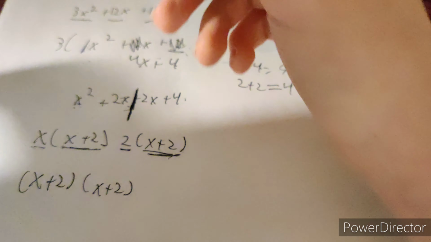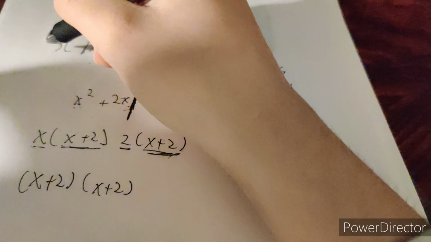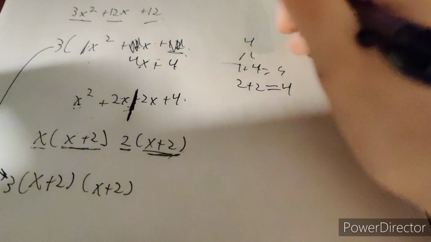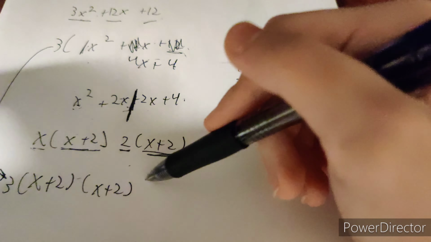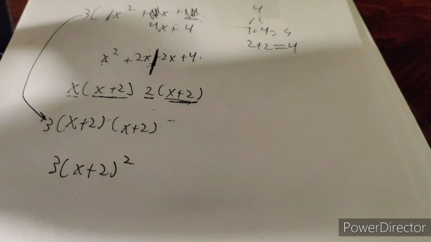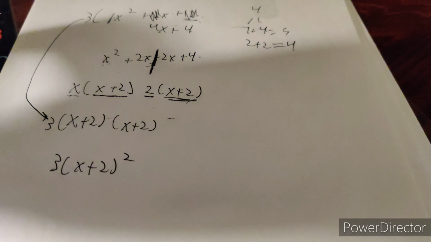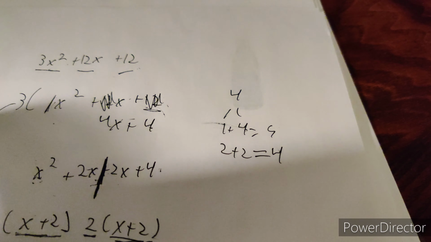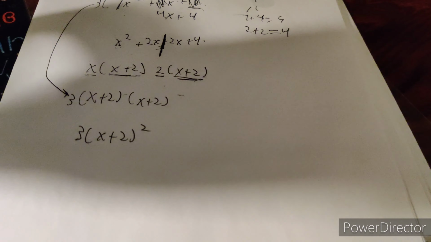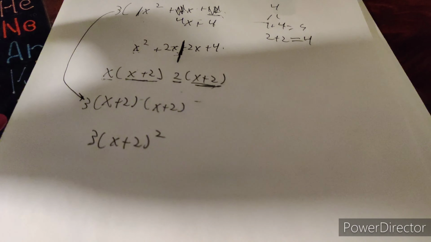Now we have to go back to originally when we had this equation, and the 3 comes right here. So 3x plus 2, and then x plus 2. Or, because it's the same thing twice, we could say 3 times x plus 2 squared. And so from 3x squared plus 12x plus 12, we simplify it down to 3 times x plus 2 squared.